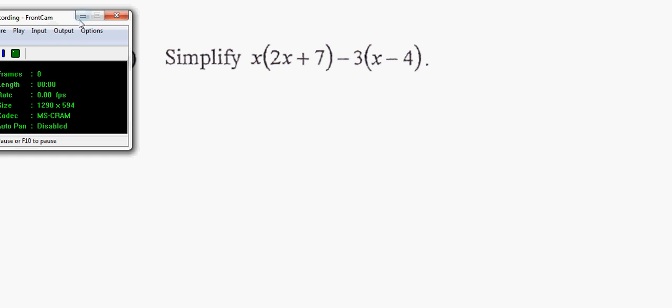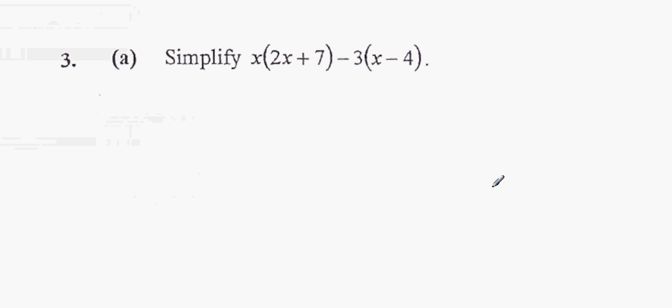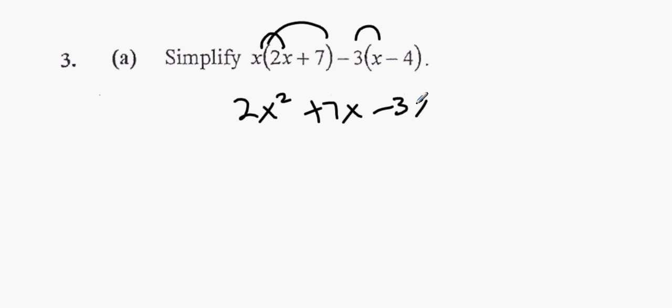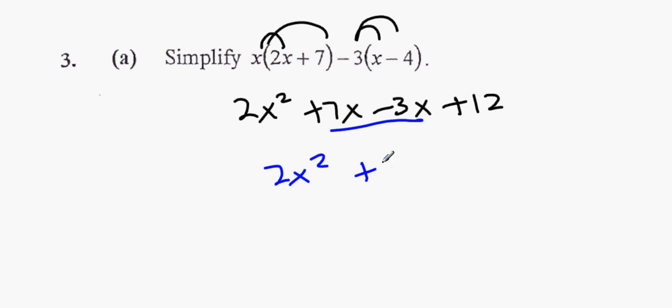Next one is a simplified question. To do simplified questions, you notice there's no equal sign. There's never an equal sign in simplified questions. We just multiply out, and we have 2x squared plus 7x minus 3x plus 12. Look at the middle. You see the 7x and the 3x, so we get 2x squared plus 4x plus 12. Now you can't divide by 2 because there's no equal sign, okay? So that's the answer. You can't divide by 2.